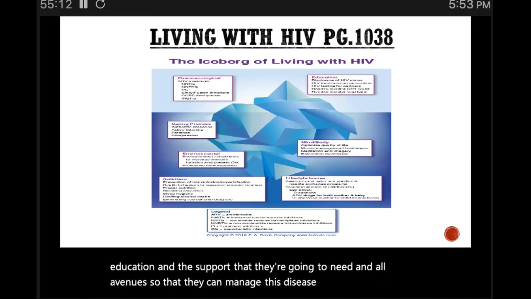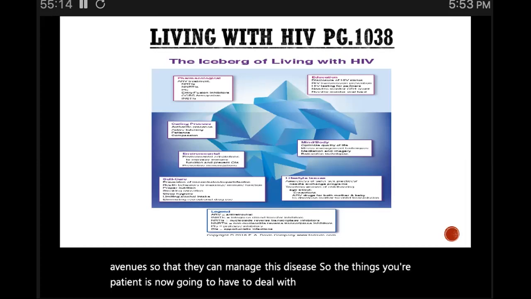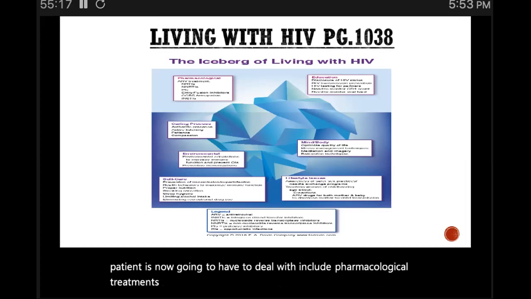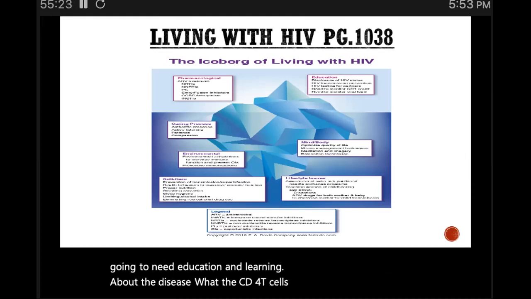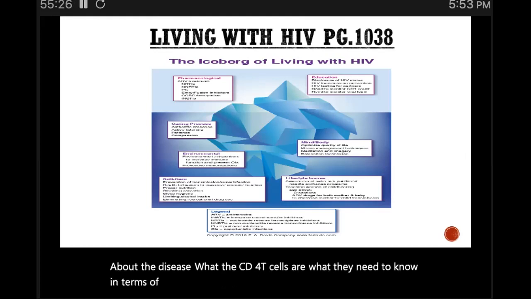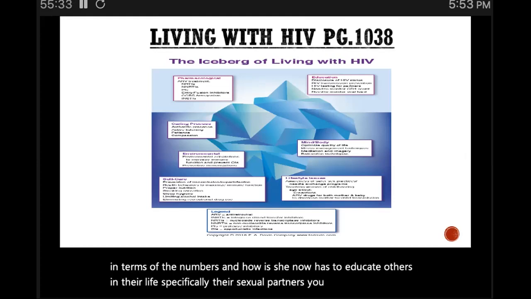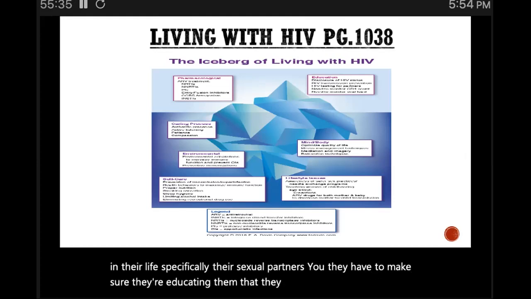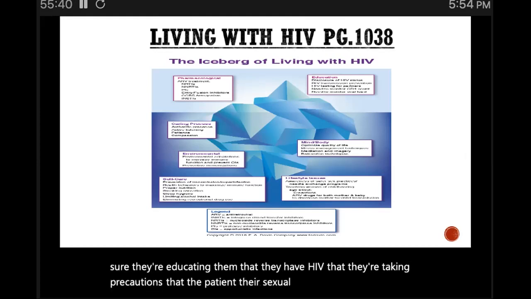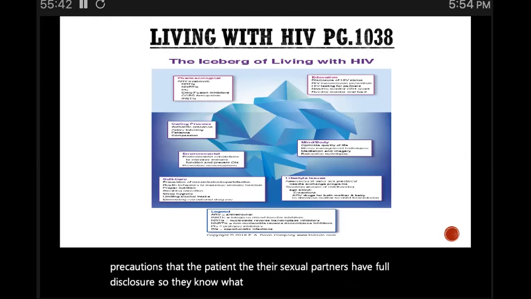So the things your patient is now going to have to deal with include pharmacological treatments, cost, and management of their medications. They're going to need education and learning about the disease, what the CD4 T cells are, and what they need to know in terms of the numbers. He or she now has to educate others in their life, specifically their sexual partners. They have to make sure they're educating them that they have HIV, that they're taking precautions, and that their sexual partners have full disclosure so they know what they're getting themselves into with this particular patient.